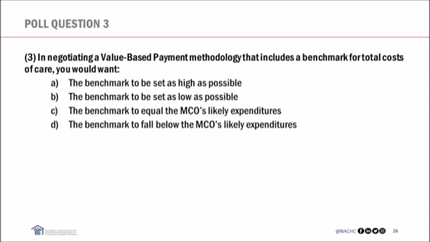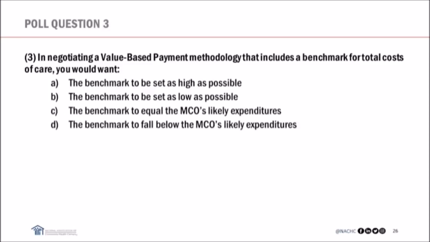All right, can we show the results from the poll? The answer to the poll question was A. You want the benchmark to be set as high as possible. Why? Because you want to basically increase the chances that you're going to generate savings. So the benchmark is what the expenditures are for the total cost of care.